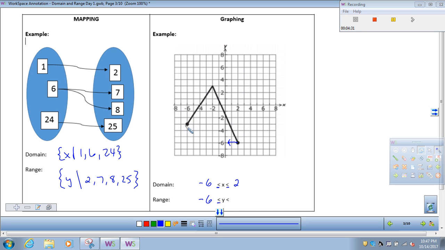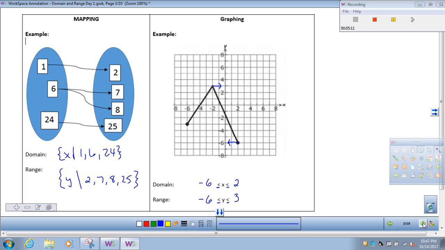And then the highest we go, once again, it's not necessarily about the dots, it's about the highest point on the graph. That would be right here. Once again, we go to the y-axis, so that would be +3. The only time we don't put an equal to bar is if there's an open circle. So the line would include an equal to bar. This says my domain goes from -6 to positive 2, and my range goes from negative 6 to positive 3.